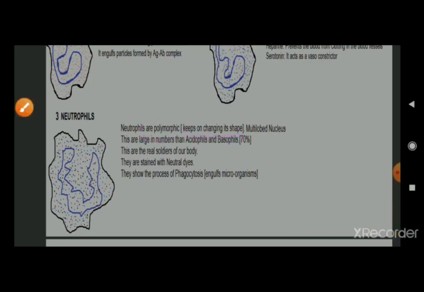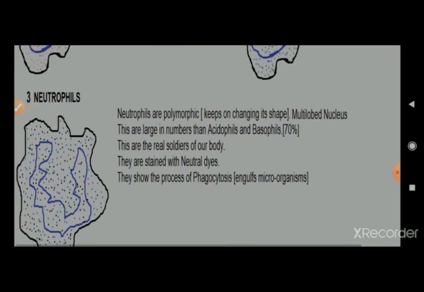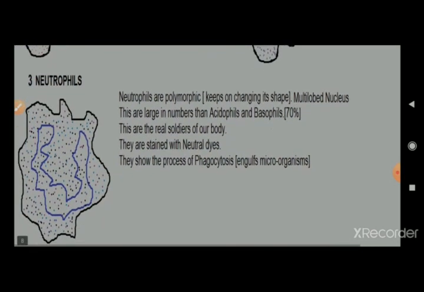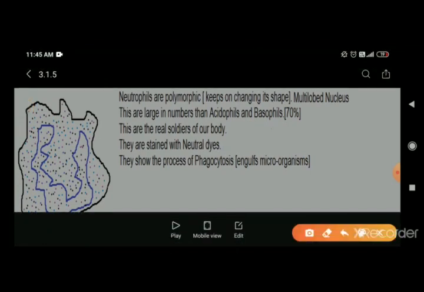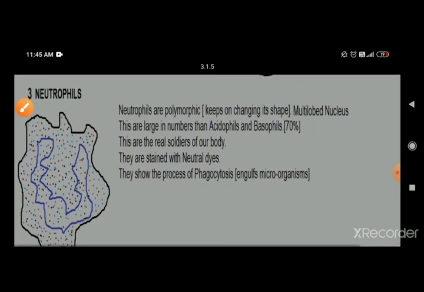It is more in number, about 70% of the whole WBC count. So these are the real soldiers of our body, and they are stained with neutral dyes. They have a multi-lobe nucleus and they show the process of phagocytosis. Phagocytosis means what? Engulfing of microorganisms. We'll see that afterwards. Phagocytosis and diapedesis we'll see later. So this is about neutrophils.